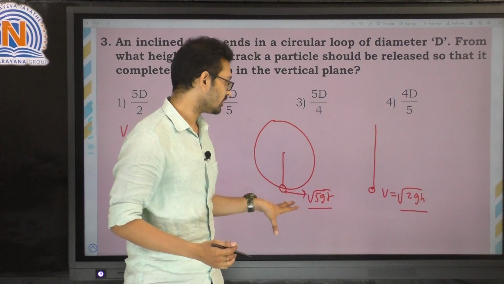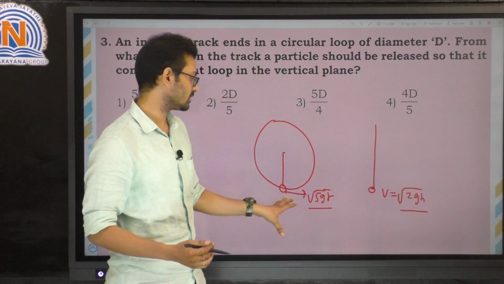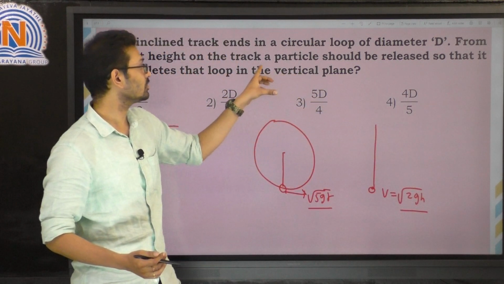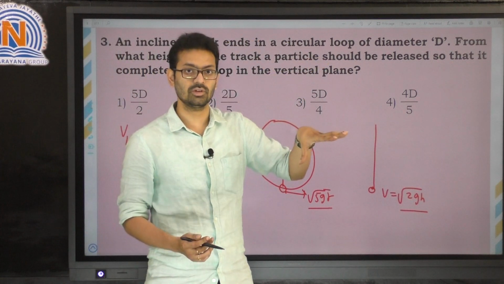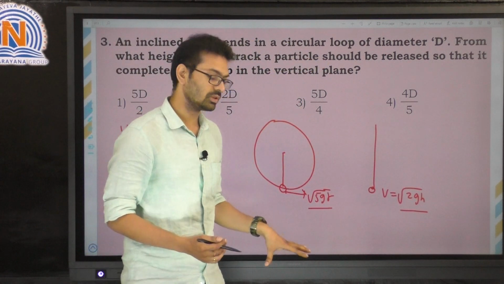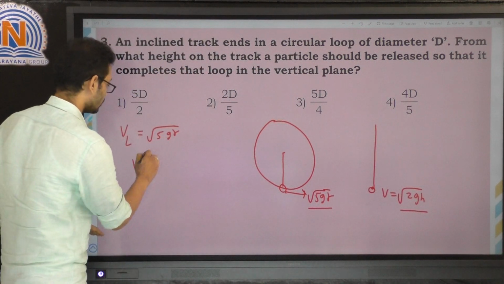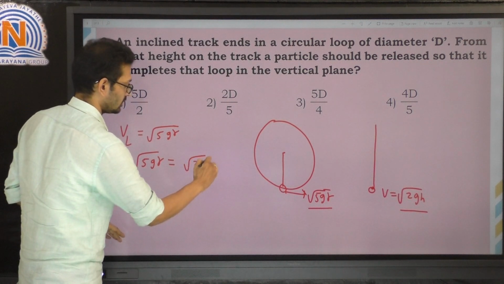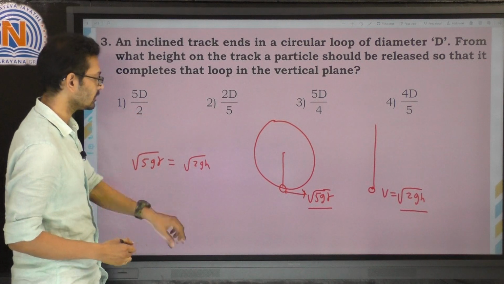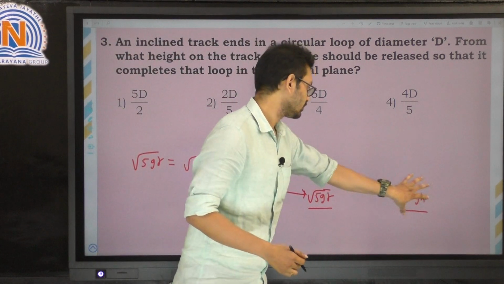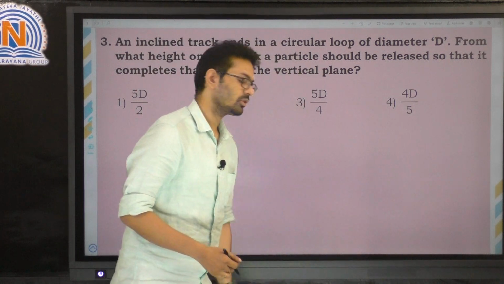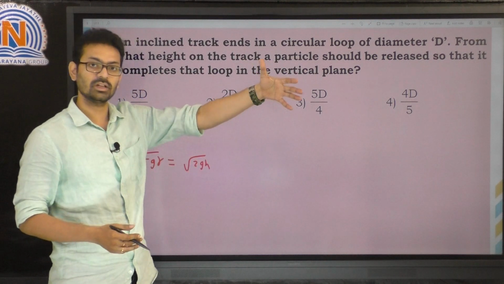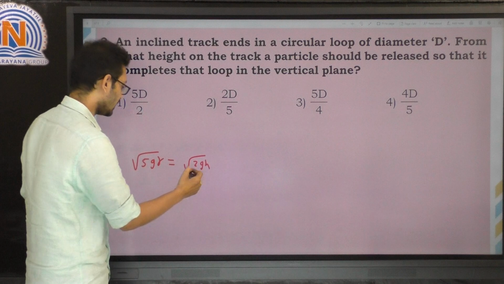So I am equating in terms of height, I will use this formula, and in terms of loop completion, I will use this formula. I want to relate both because they are asking from what height you should release the body. So equating them, root 5gr is equal to root 2gh. From here I am going to solve for the height it should be released from.